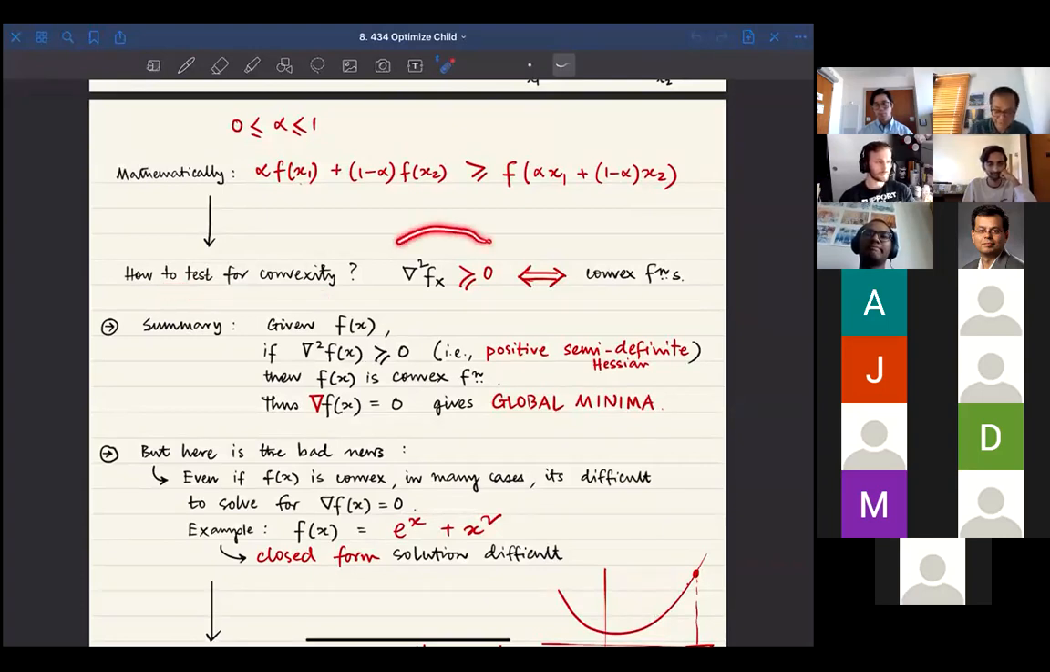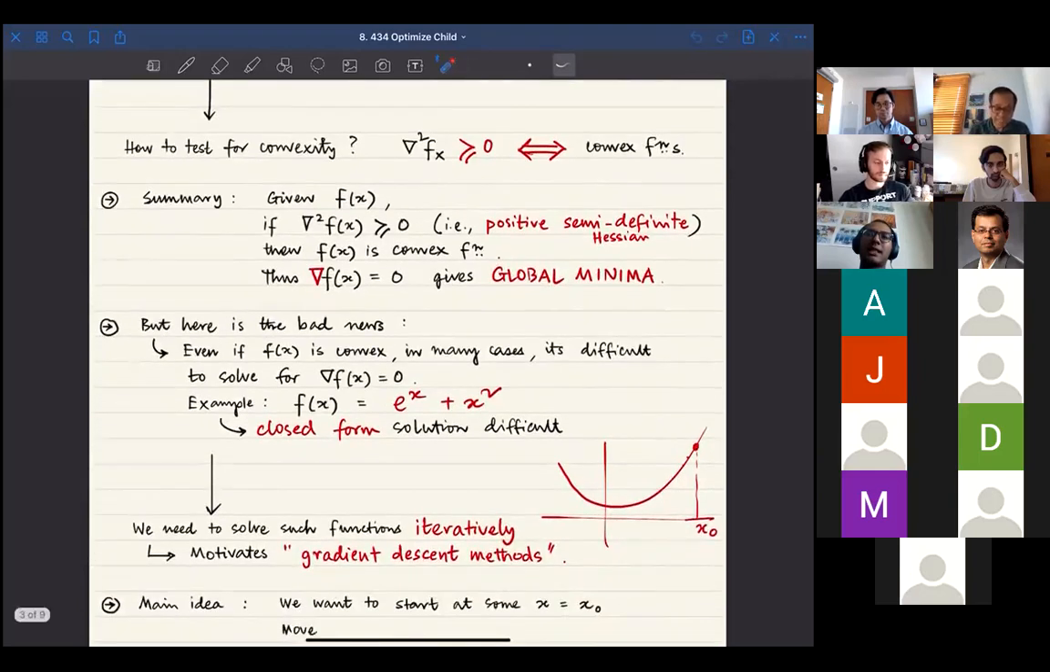It turns out that the test for convexity is that the Hessian is positive semi-definite. So the summary is, given f(x), if the Hessian is positive semi-definite, then f(x) is a convex function. And if f(x) is a convex function, then the grad of f(x), the differential of f(x), gives me the global minima. Make sense? This is the gradient of f(x).